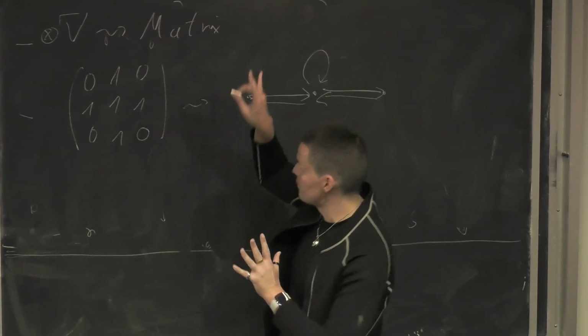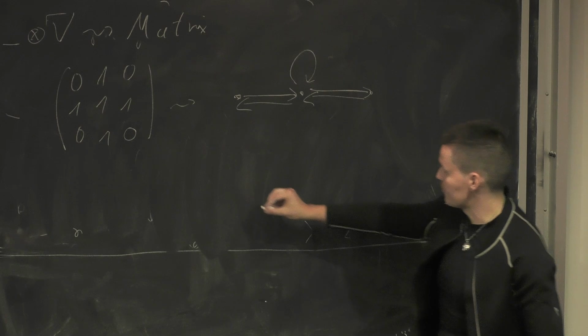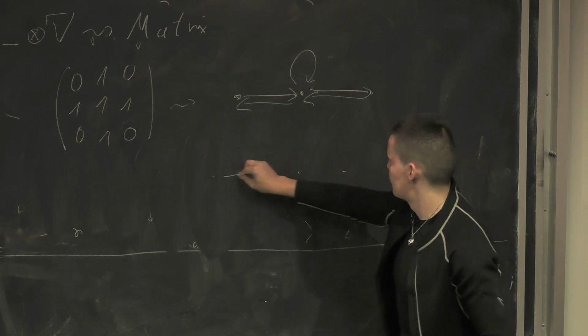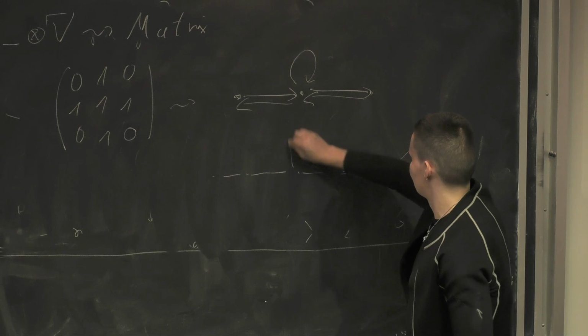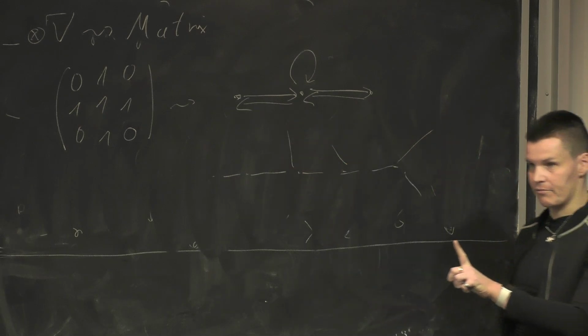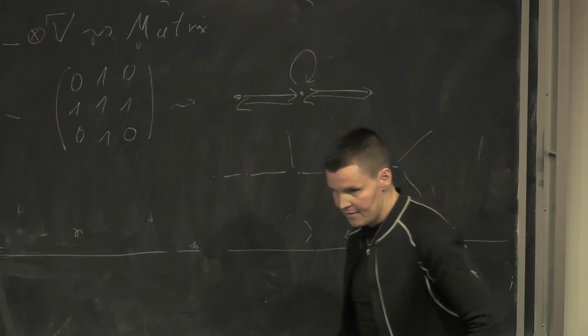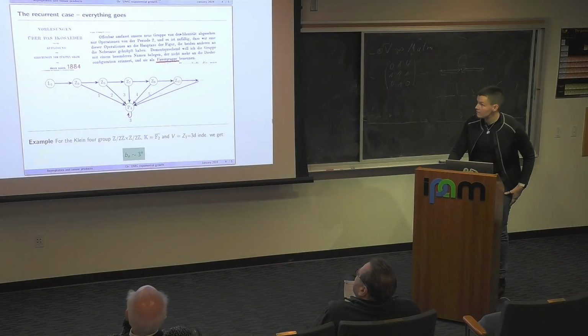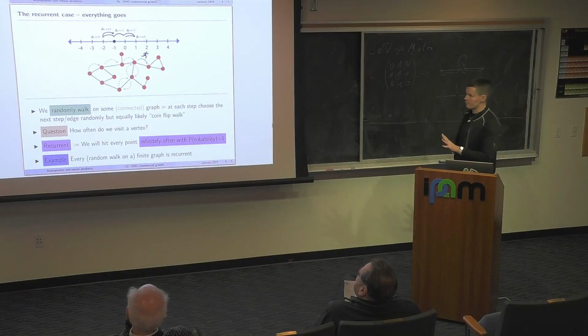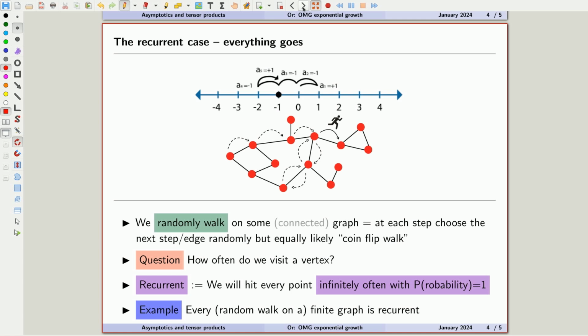It's always a countable problem. You write down the matrix, you get some countable graph, whatever it is, and you do a random walk on that graph. I call the random walk recurrent if the probability of hitting every vertex infinitely often is 1. And I call it transient if the probability of moving away is 1.